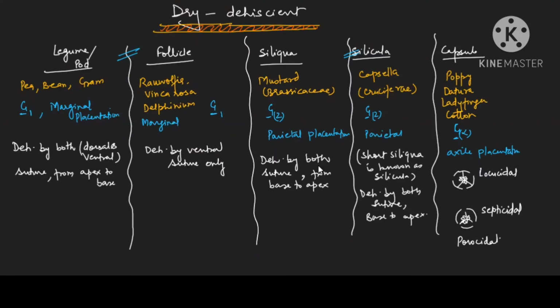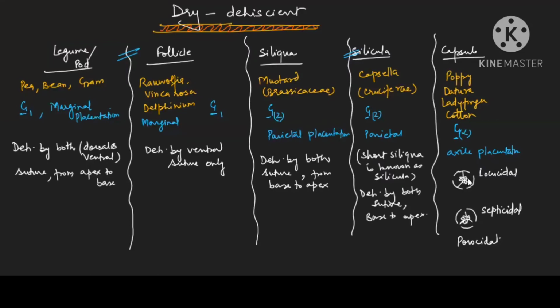Siliqua dehisces from both the sutures, that is from the base to the apex, and if siliqua becomes short, then it is known as silicula. Now, capsule. Capsule can break in many ways. First of all, the placentation is axile. Many carpels will be there.